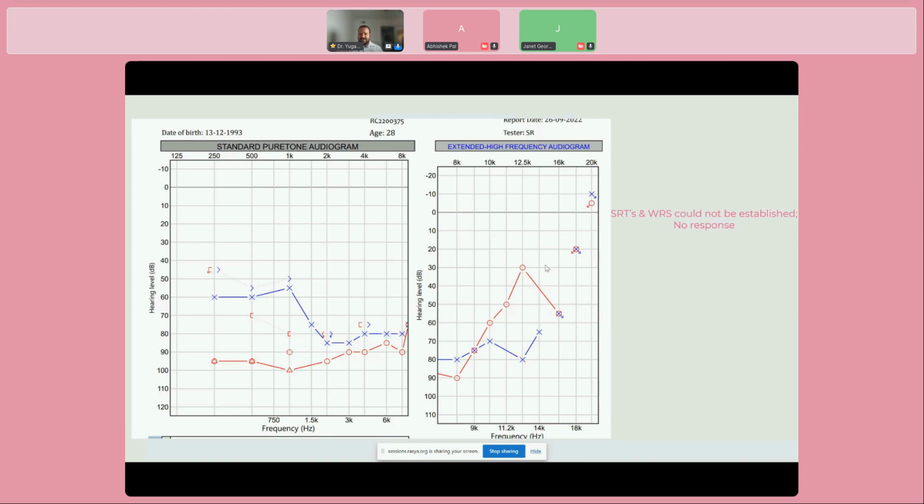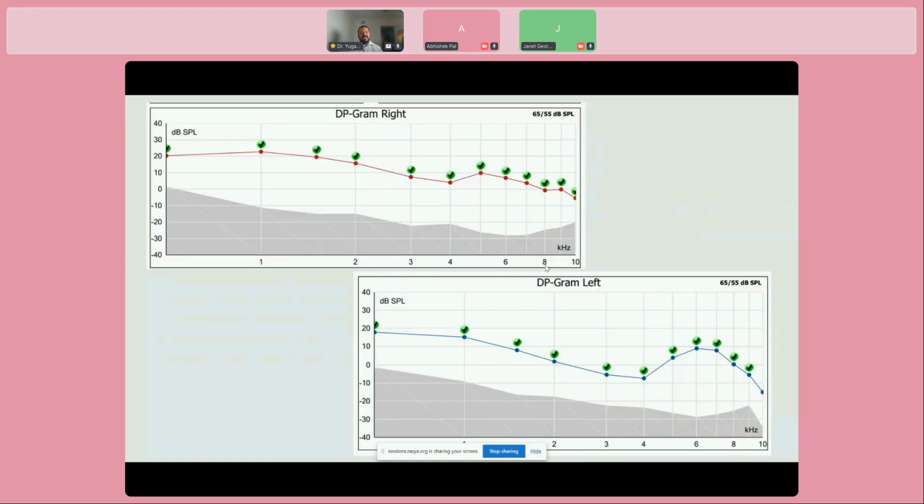Anyway, as I mentioned, the previous audiogram did not accompany the OAEs or even speech audiometry. The SRTs and WRS could not be established, meaning that we did try it, but the patient could not generate any SRTs. Basically, the SRTs are more than 100 and WRS is 0. Does that correlate with the audiogram? No, that's again a red flag. The pure tone audiometry and speech audiometry are not in correlation.